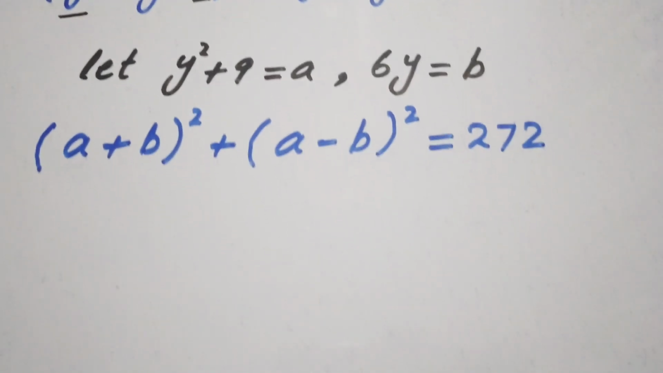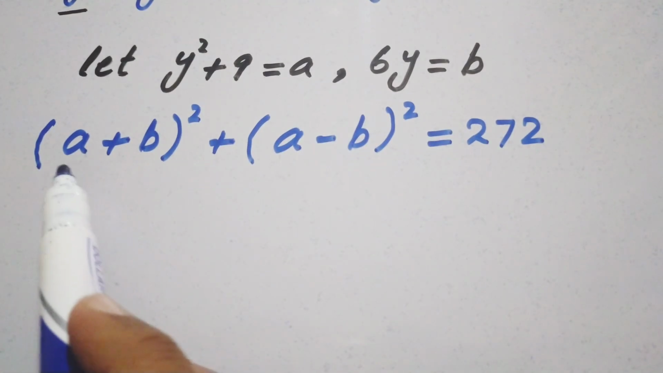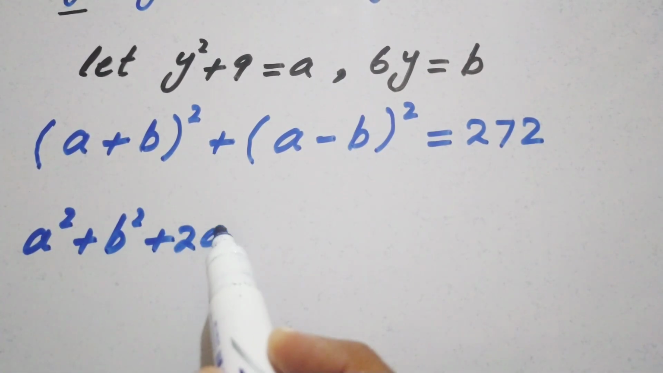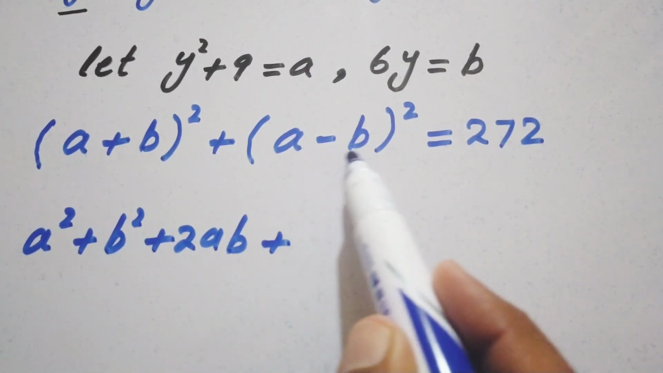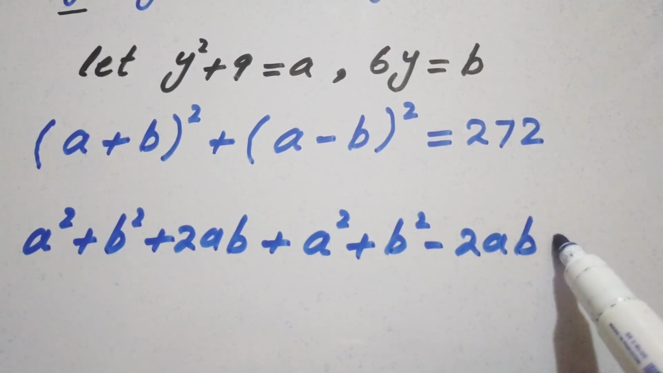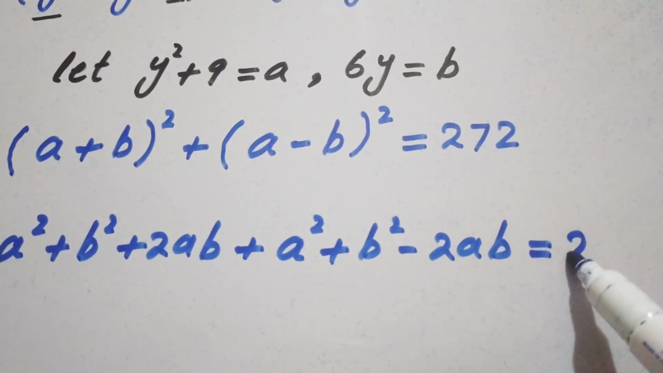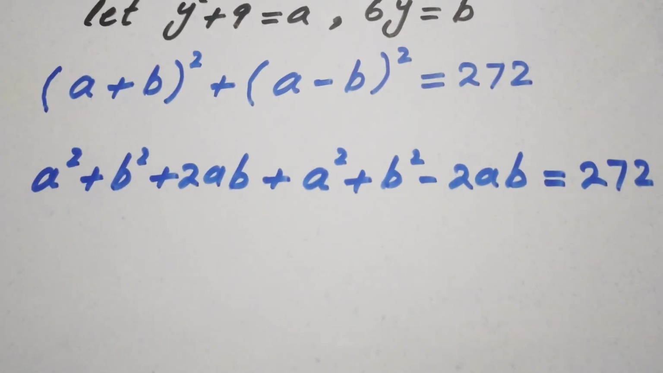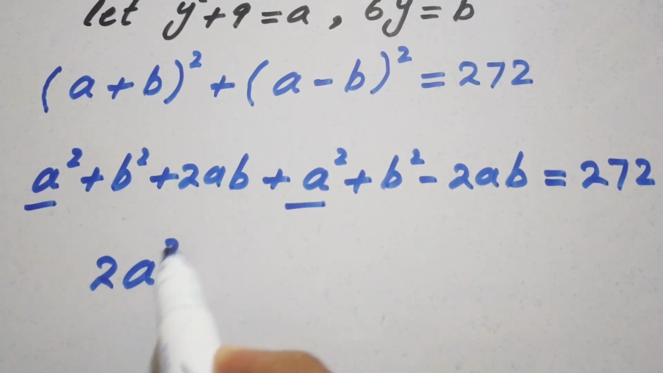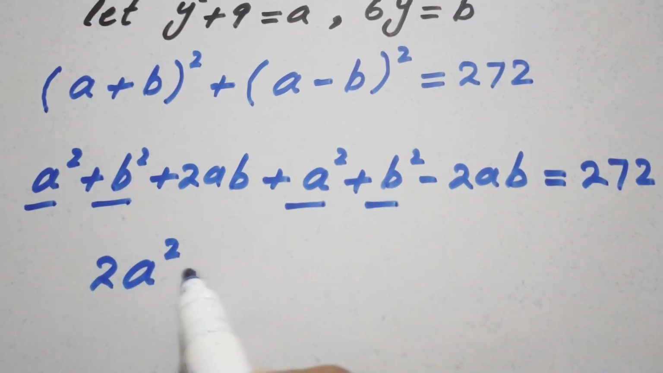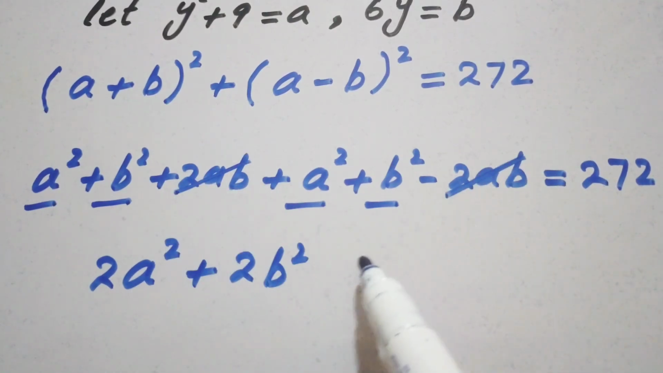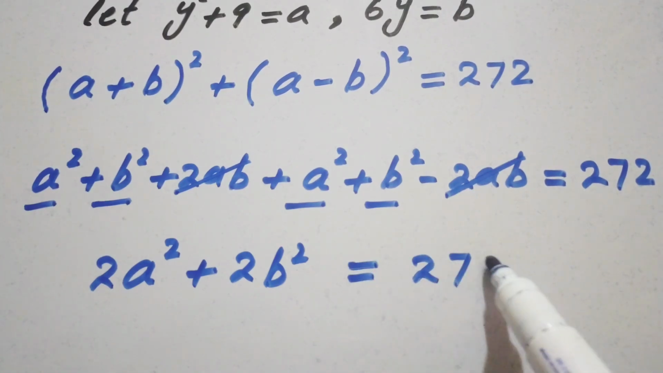272. Now by using the same algebraic identity, (a + b)^2, which is a^2 + b^2 + 2ab, plus (a - b)^2, which is a^2 + b^2 - 2ab, this is equal to 272. Now a^2 plus a^2 we can write this as 2a^2, b^2 plus b^2, this is 2 times b^2, and plus 2ab, negative 2ab cancel with each other, is equal to 272.